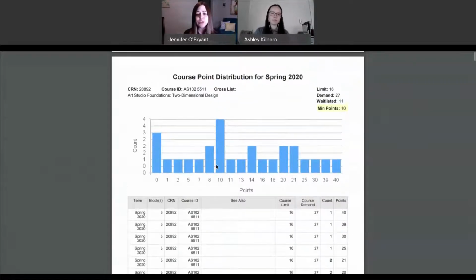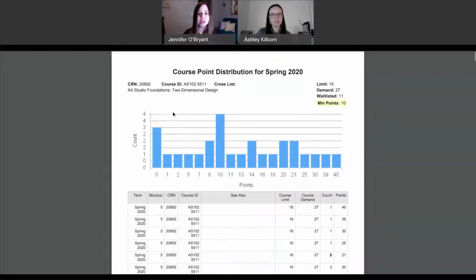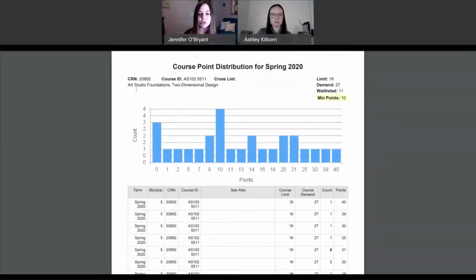But we do want to take a look at what happened this last spring so that you can navigate how to read this report a little bit. There is actually data for every class that we offered last spring, but we're going to start with one that shows us a little bit of variety in terms of what students did bid on those classes. So for example, right here, we're looking at an Art Studio class, Art Studio 102.